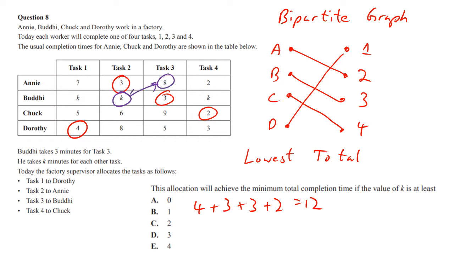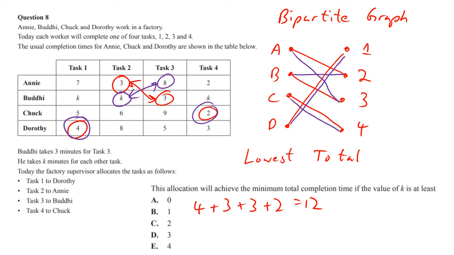So this pair compared to this pair. Feeling a bit like a meerkat at the moment. So if we were to draw that out, so Dorothy still gets task 1, but this time task 2 is going to Buddy, and task 3 is now going to Annie. So you can see we've swapped A and B over, and we've left D and C alone. And so we've still got this one, and this one is still the same.